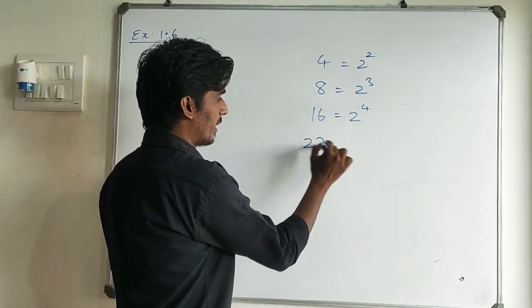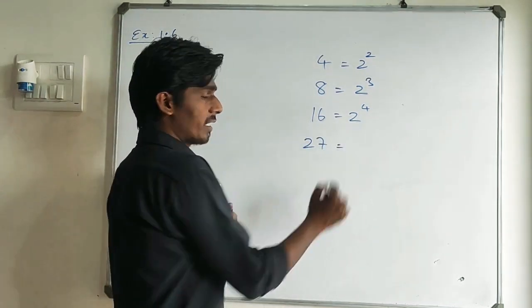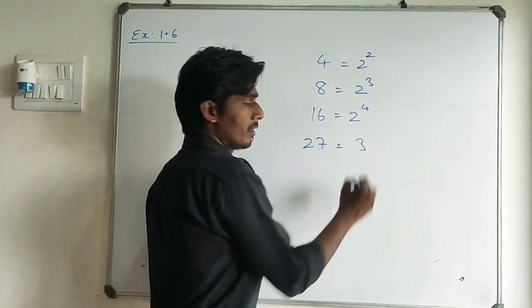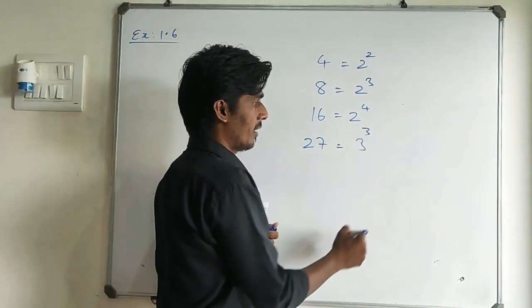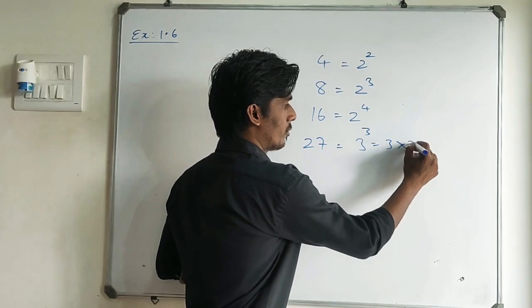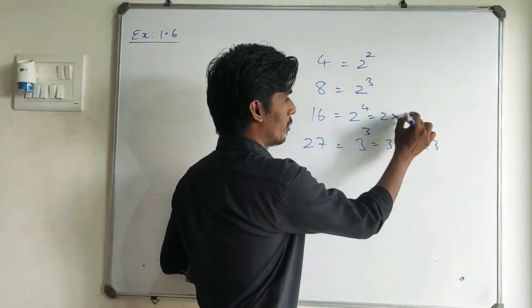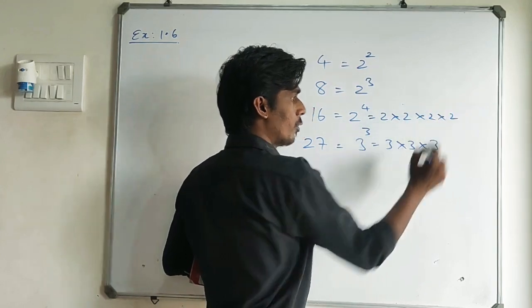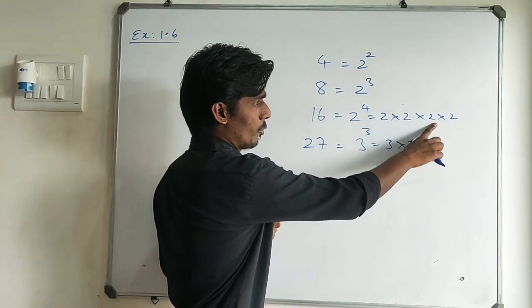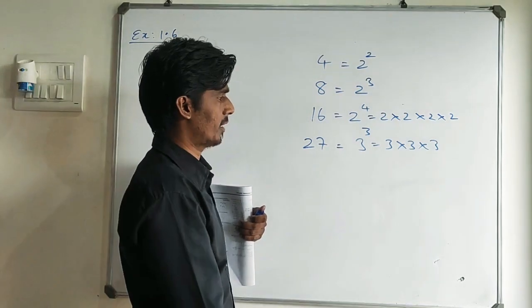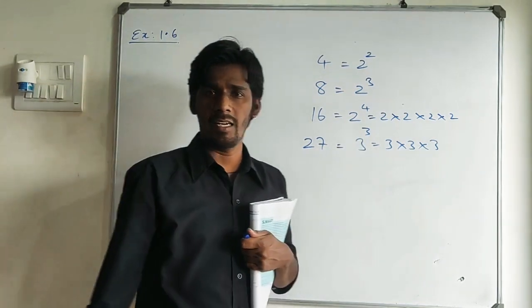Similarly, if I write 27, 27 is the power form of what, 3. 3 how many times? 3 cubed, because 3 into 3 into 3 is 27. Similarly, 2 into 2 into 2 into 2. 2 2s are 4, 4 2s are 8, 8 2s are 16. तो ऐसे पावर फॉर्म में कन्वर्ट करना आना चाहिए.